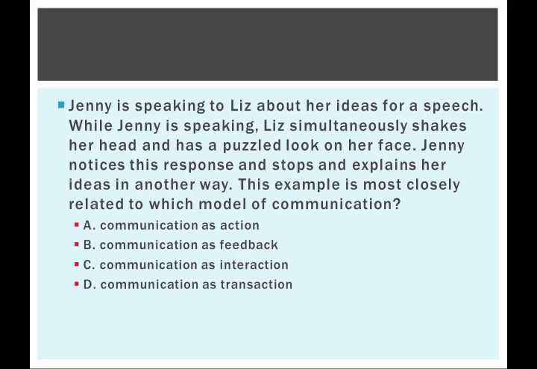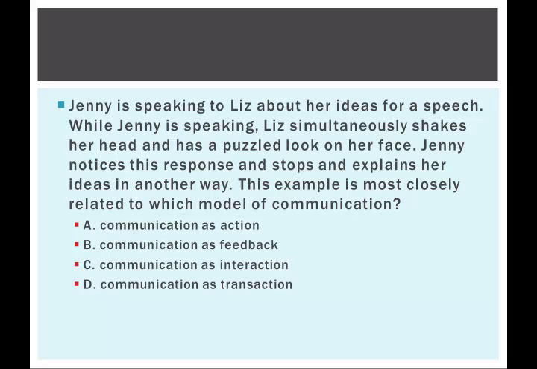Question 4. Jenny is speaking to Liz about her ideas for a speech. While Jenny is speaking, Liz simultaneously shakes her head and has a puzzled look on her face. Jenny notices this response and stops and explains her ideas in another way. This example is closely related to which model of communication? A, communication as action, B, communication as feedback, C, communication as interaction, and D, communication as transaction. The correct answer is D, communication as transaction.